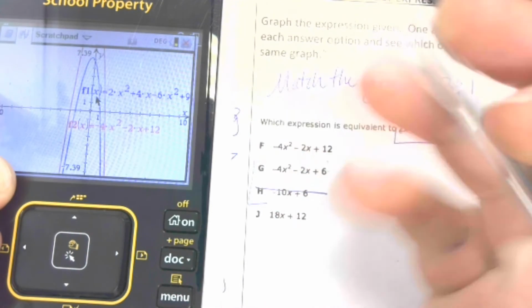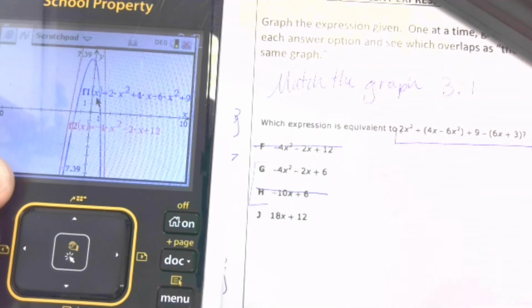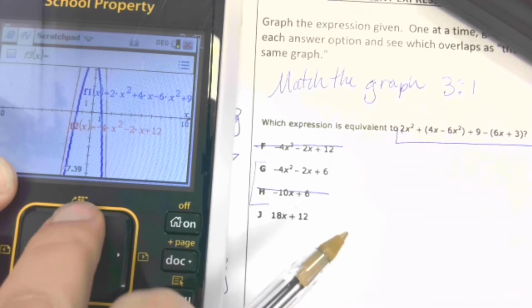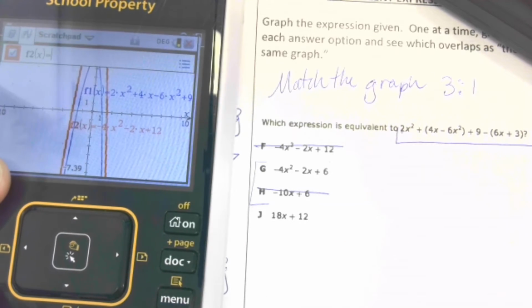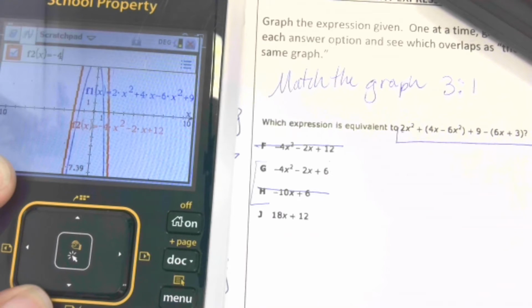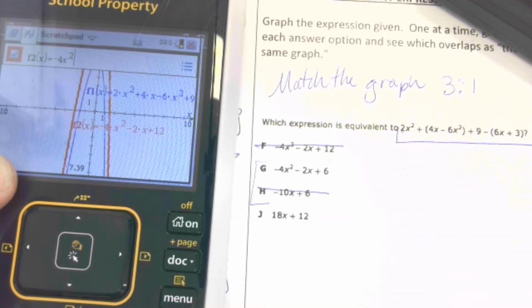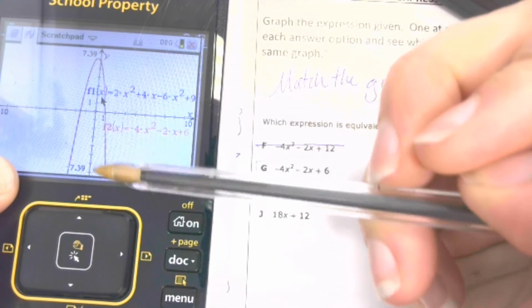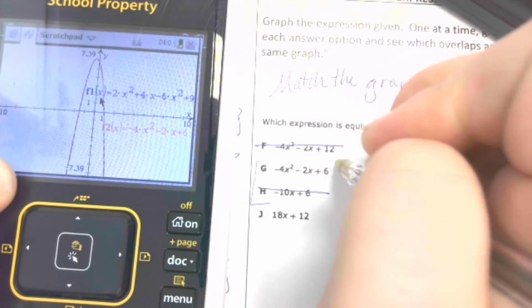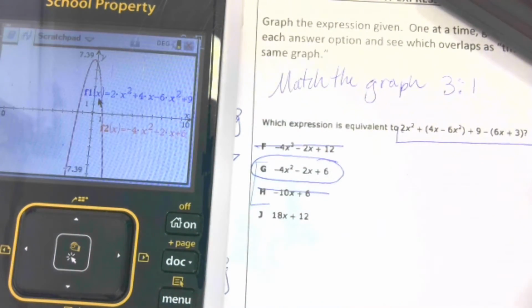Okay, see, the graph is too big. Let's try this one. Again, menu 3, 1. I'm just going to arrow up, clear what's there and put in this equation. Negative, that's the white negative. Press enter. Notice how it matches exactly. It's right on top of each other. It almost looks purple. This is your correct graph.